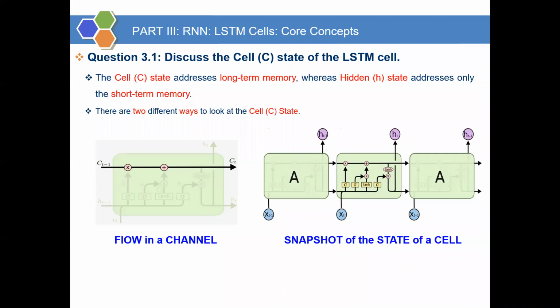The second view of the cell state is a snapshot of the state of a cell that represents what happens at some time steps along the flow. In this view, the cell state represents the available information that can be memorized at this state, no matter how early the information is in the sequence. This implies how cell state in the LSTM can address the vanishing gradient problem of the short-term memory that exists in the simple RNN.